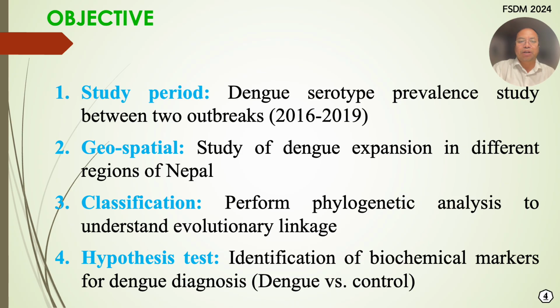In classification, we perform phylogenetic analysis to understand the evolutionary linkage. And in hypothesis testing, we identify biochemical markers of dengue diagnosis, comparing dengue disease versus the control.